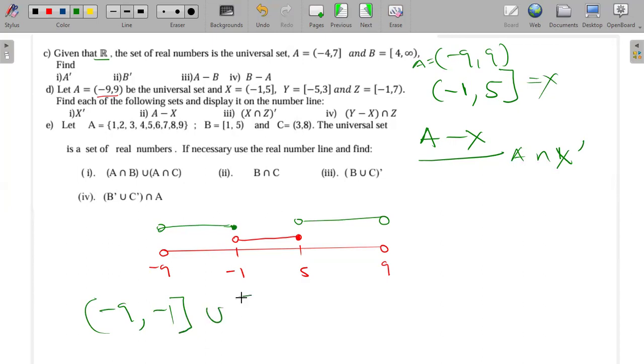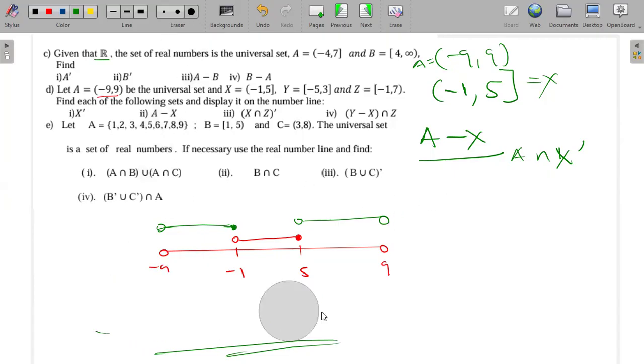So union there, it's going to be 5, and it's open at 5. So open at 5, that's 5, and then at 9 it's going to be open like that. So this here is the set difference of A and X. So that's how we find that one. Okay, let us look at the next question.